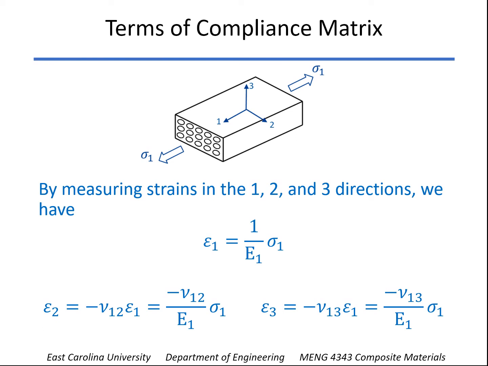And in the 2 and 3 directions, those would be based on Poisson's ratios. Now you notice the Poisson's ratios have subscripts on them here. We'll define those in just a moment, but you can see those are the relationships between the strains in the 2 and 3 directions and the stress in the 1 direction.